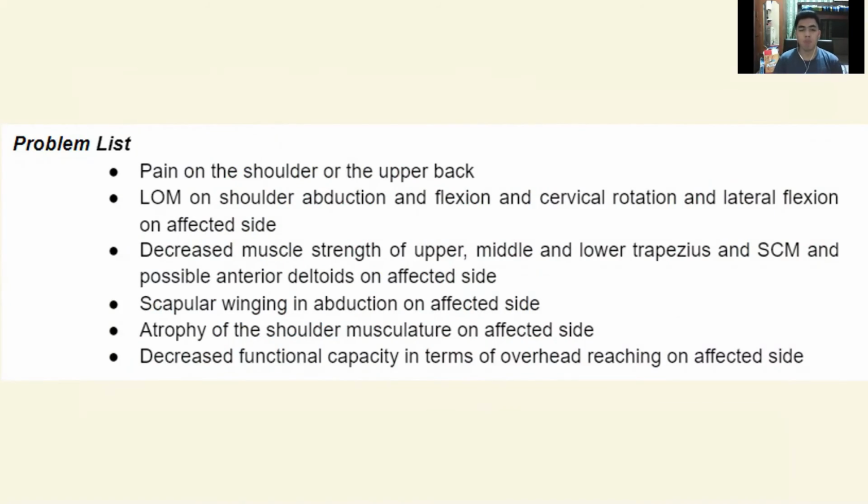So that was the O part, and now we proceed to the problem list: pain on the shoulder or the upper back, limitation of motion on shoulder abduction and flexion, and cervical rotation and lateral flexion on the affected side.